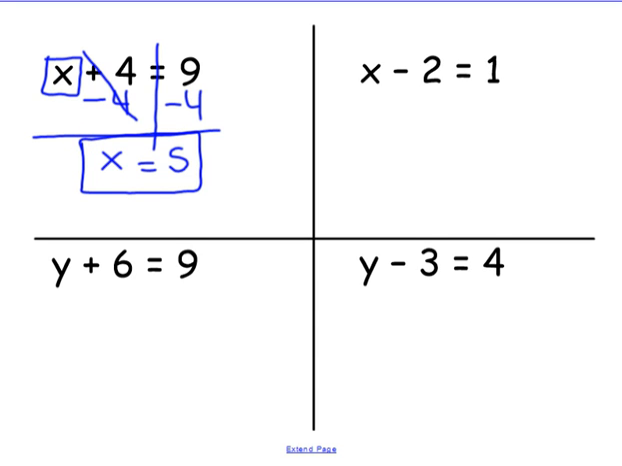And I always want you to go back and check your answer. So 5 plus 4 equals 9. Well, 5 plus 4 is 9 equals 9. You're good to go. All right, let's do this one here.